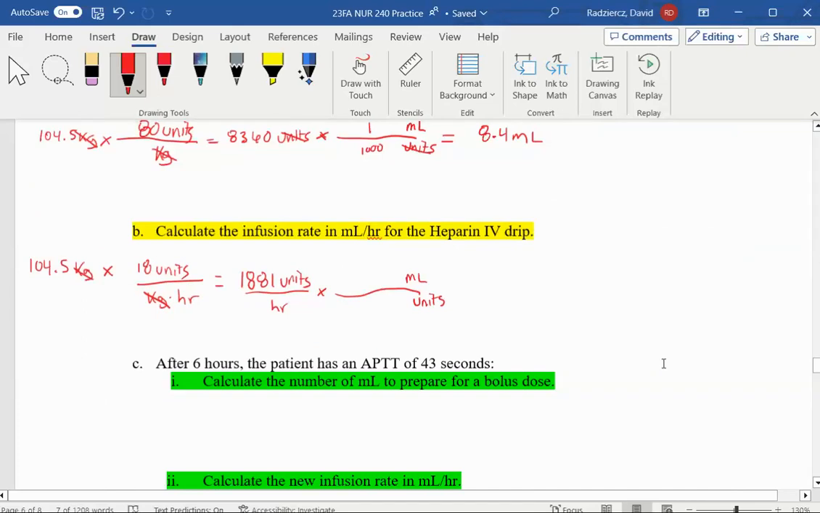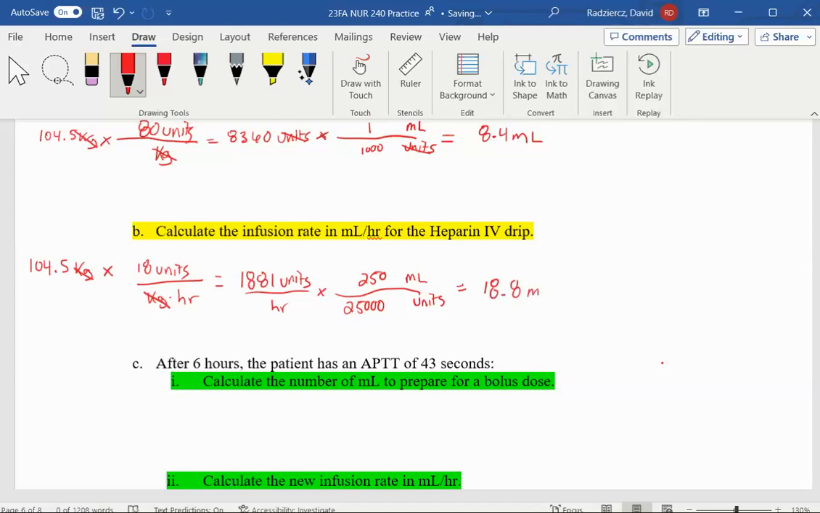So the units were 25,000, and then 250 mL. So that relationship is 1/100. You don't have to memorize that. I've just been doing this for too long, and so I have it memorized. And then I'm going to get an answer of 18.8 milliliters per hour.